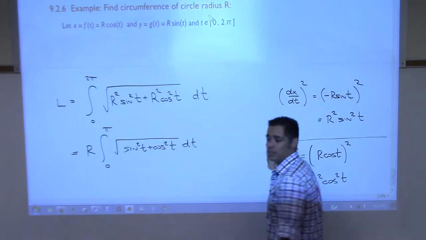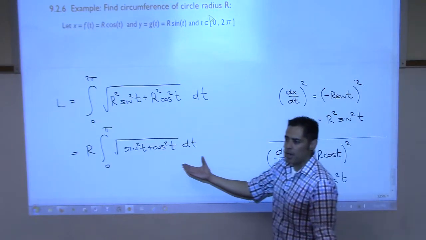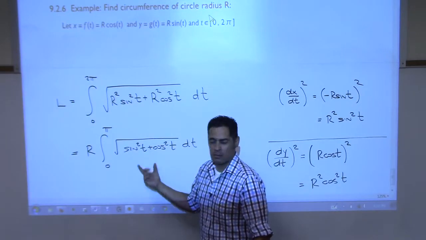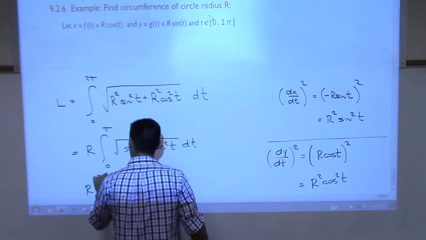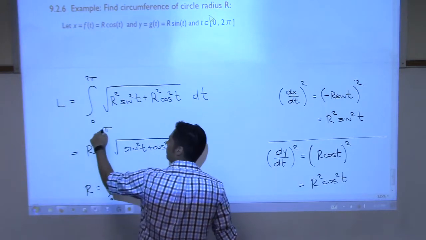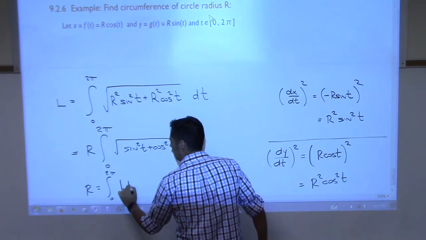Which is really just 1. That's your major Pythagorean identity from pre-cal. So this is just square root of 1. Square root of 1 is 1. So I forgot 2 pi up here. That was 2 pi right there. 0 to pi of 1 dt.